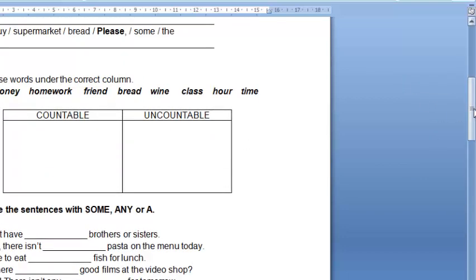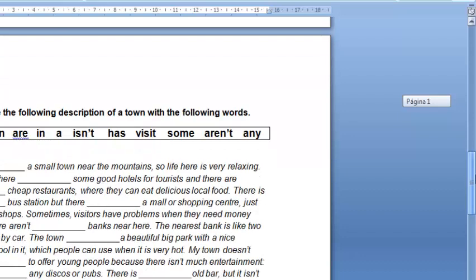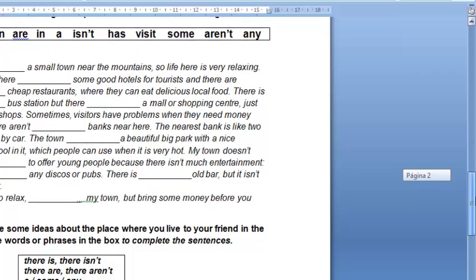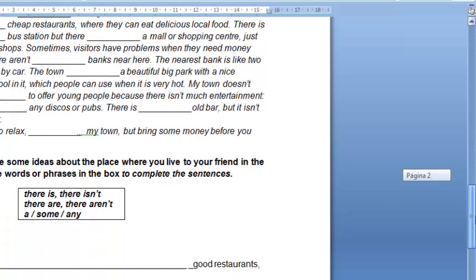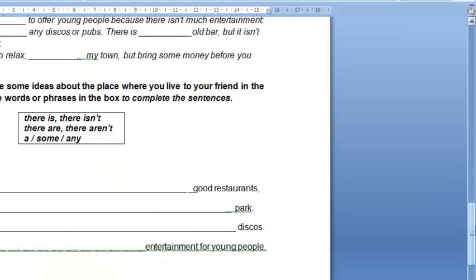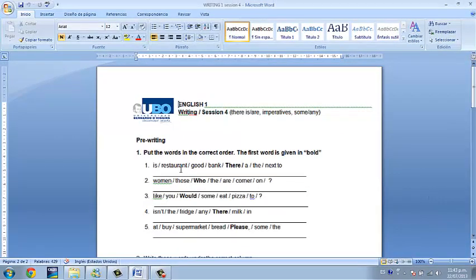I will be explaining the differences more explicitly. Here we have pretty much the same thing, applying much, and are, in, a, isn't, has, visit, some, aren't, any, applying to the reading comprehension. Here they have to write what they have in their town, if there is or there isn't any good restaurants, or there are or there aren't any good restaurants, if there is a park, if there aren't any discos, and so on. And that would be session 4 of writing.